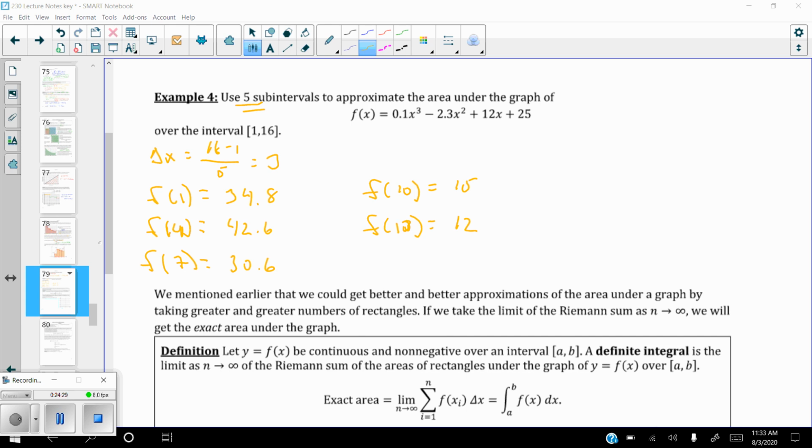Now we're going to take each one of those and multiply them by 3 and then add them all together. And what we come out with is the Riemann sum gives us 405. So the estimated area beneath the curve and between the x-axis would be 405 from 1 to 16 using the left Riemann sum. Okay, so now let's go ahead.